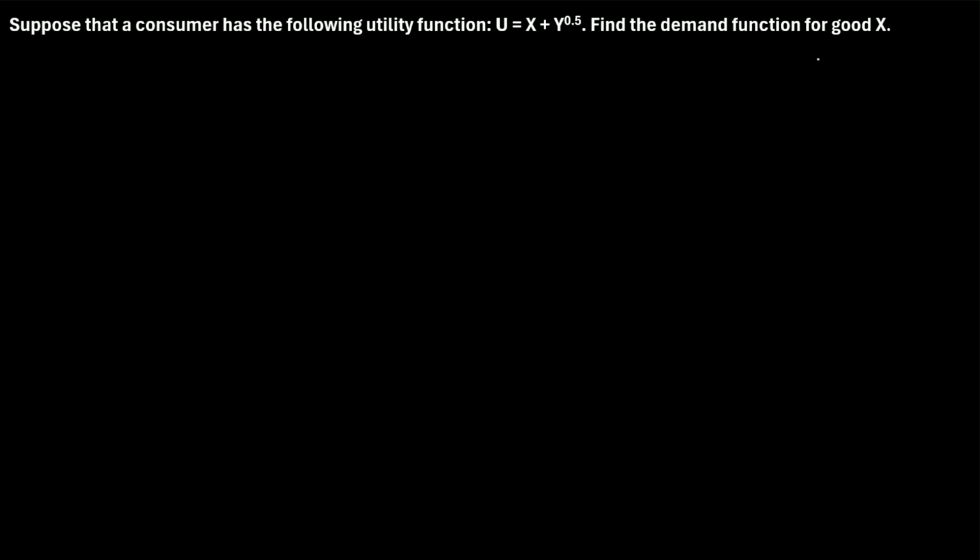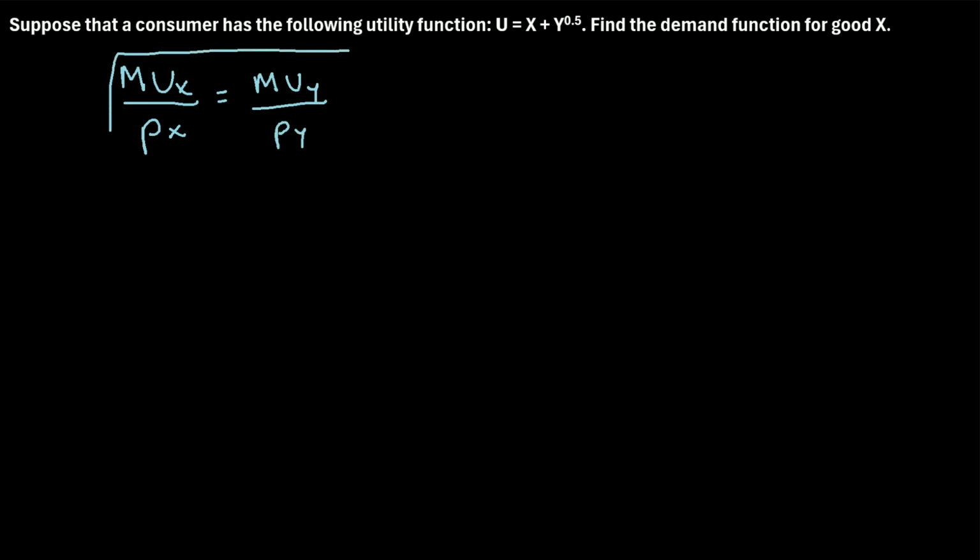Now, before we find the demand function, one important thing that we need to know is that the utility for this consumer will be maximized when the marginal utility of x divided by the price of x is equal to the marginal utility of good y divided by the price of y. So this is the key equation that we're going to use to actually solve this problem.